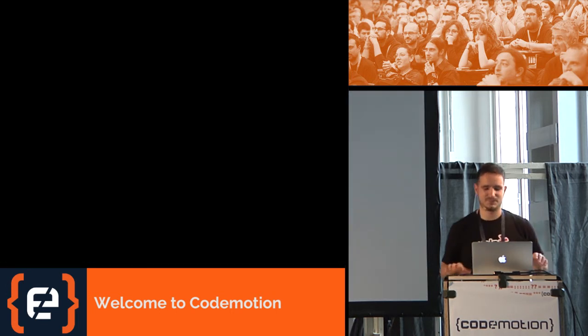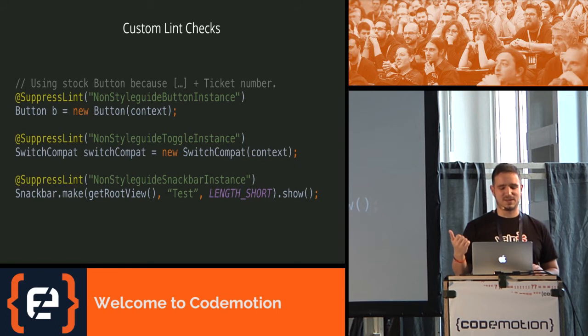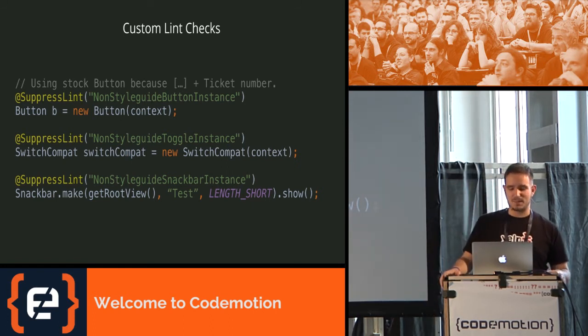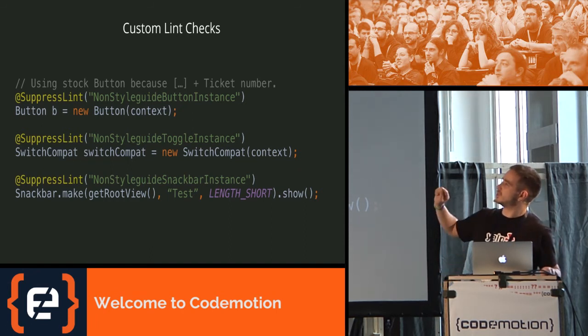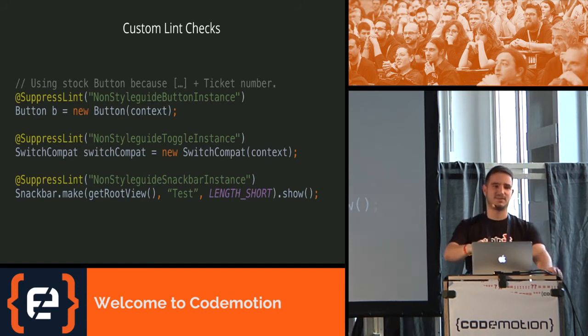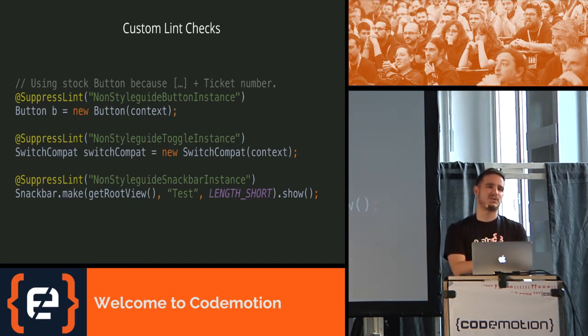So you can provide the ID of the issue that you want to suppress. But at the same time, we ask you to provide a comment of why you are suppressing the lint on that specific instance. So for instance, I'm using a stock button because I want this feature and I don't have it yet. So maybe put there also a ticket of the issue.